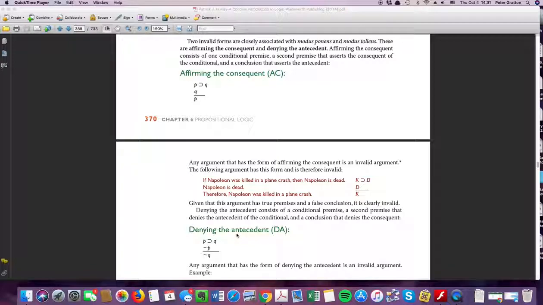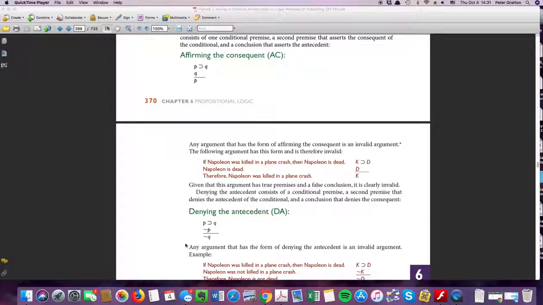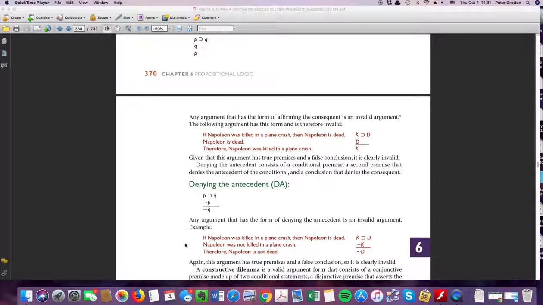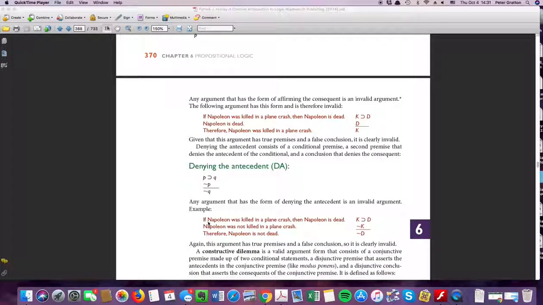Remember, the antecedent, P before Q, comes first, right? Not P, therefore not Q. And again, this is another invalid argument form. If Napoleon was killed in a car crash, Napoleon is dead. Napoleon was not killed in a car crash, therefore Napoleon is not dead.